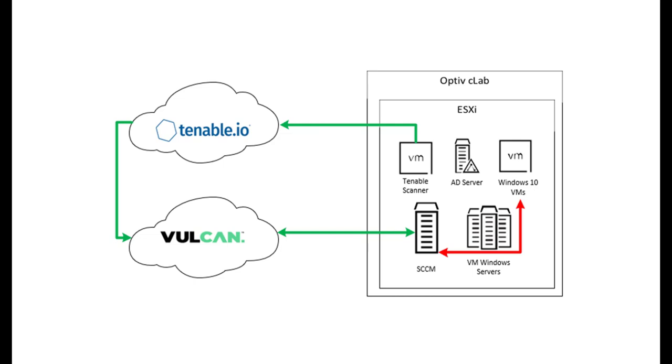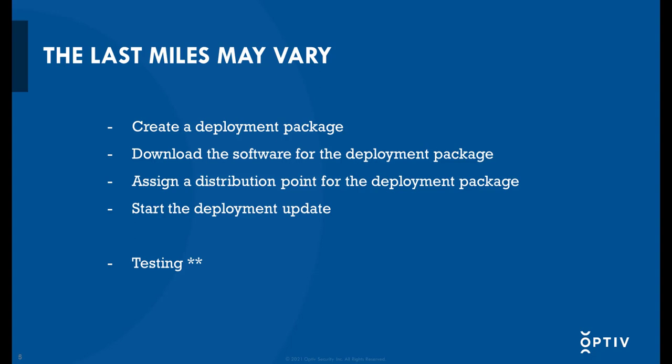But where that gets us to is here. It gets the scan information going to Tenable, the Tenable information going to Vulkan, Vulkan creating a device group as well as a software update group. But it doesn't get SCCM to push the patches to our Windows 10 box. There were still 4 tasks that required human interaction in order to complete them. These were all done in SCCM: creating a deployment package, downloading the software for that deployment package, assigning a distribution point for that deployment package, as well as starting the deployment update. These were all things that we had to do manually that we still needed to automate.